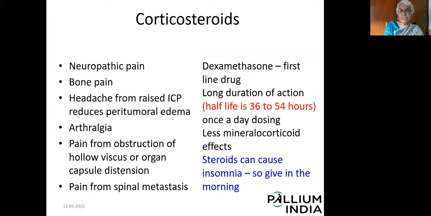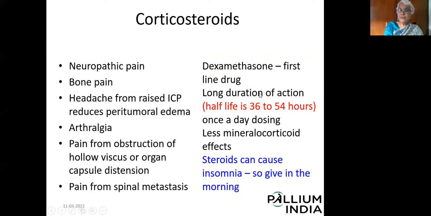Now, corticosteroids, I said, is a multi-purpose adjuvant drug. It can be used for a variety of cancer pains. That is why it's called a multi-purpose drug. It can be used in neuropathic pain, bone pain, headache because of secondaries in the brain, arthralgia, pain from obstruction of hollow viscus, or pain due to spinal metastasis.